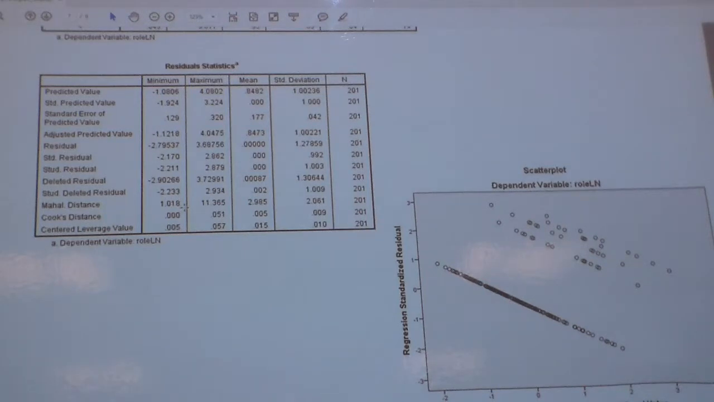But what about if I go through and run a line, and again, I'll just draw a line right here, or if I paste this into a Word document, just draw a line so I can take a look and see what's going on. What's our primary concern about these residuals?